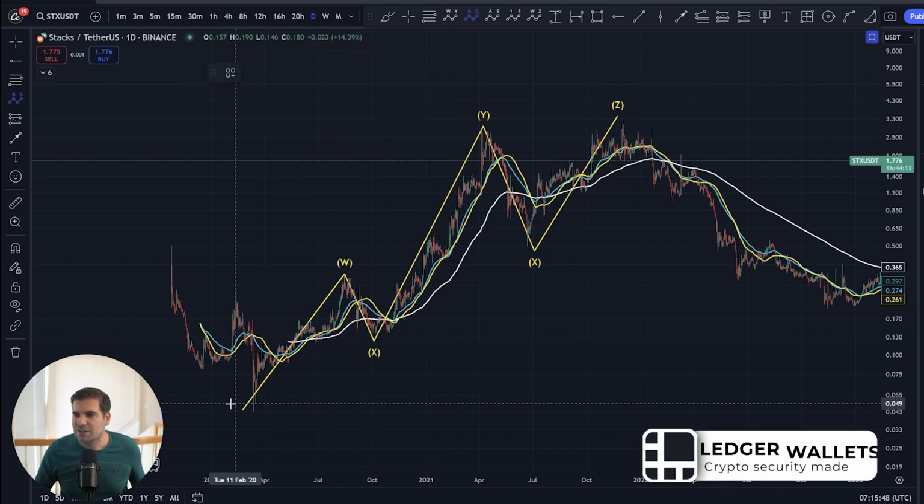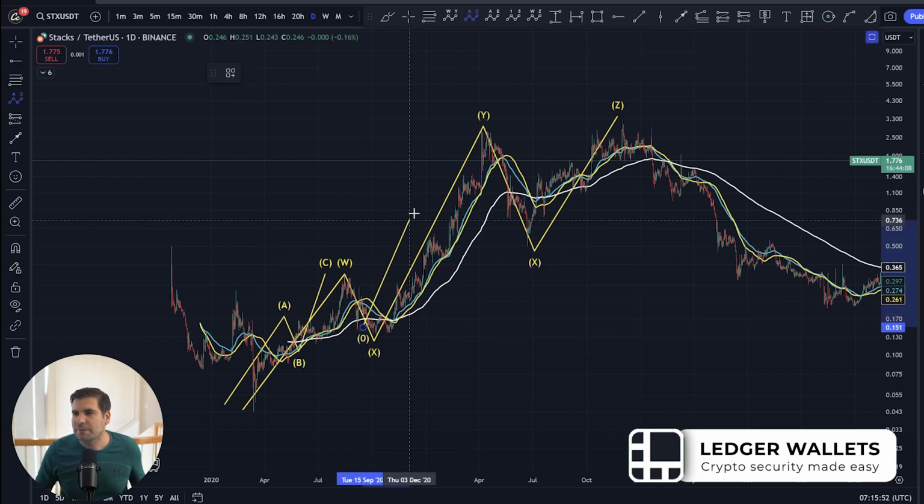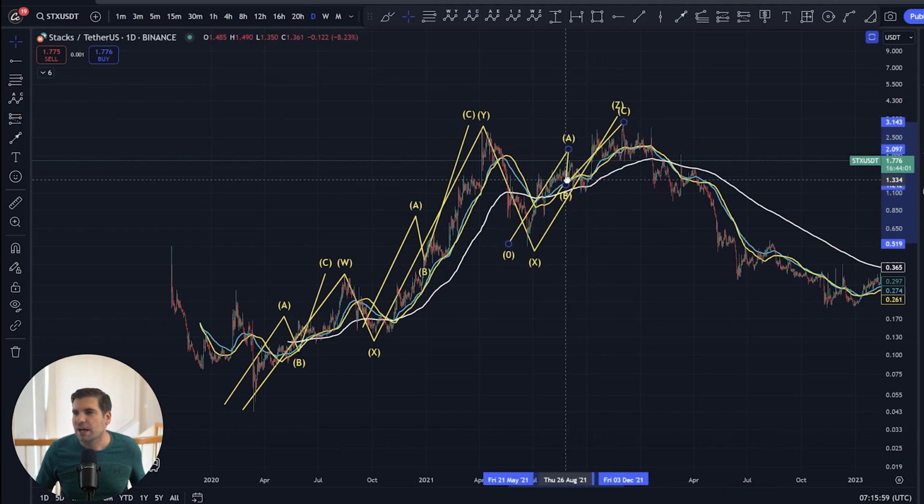The corrective pattern essentially is following the idea of an ABC structure in your W wave, an ABC structure inside your Y wave, and of course an ABC structure right there inside your Z wave, right?